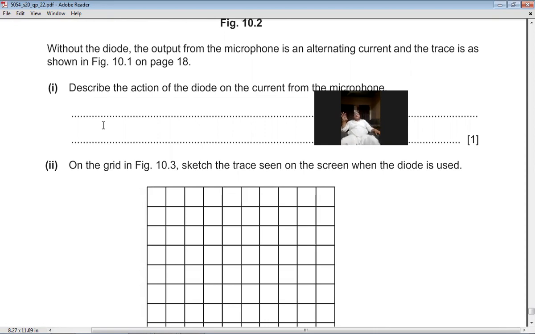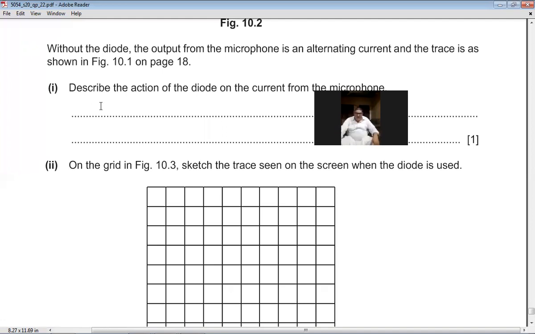So the diode will let the current flow in one direction only. Because an alternating current is coming, during the half cycle the current will flow, and in the next half, when the direction of the current is opposite to the diode, the current will not flow. So in a complete cycle, during the half cycle the current will reach the oscilloscope, and during the next half cycle it will not.